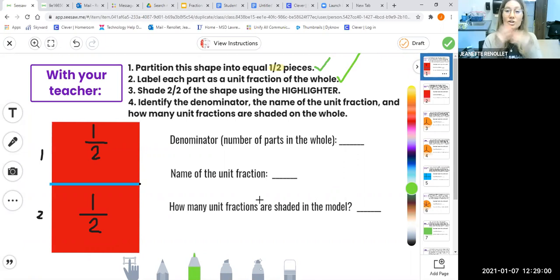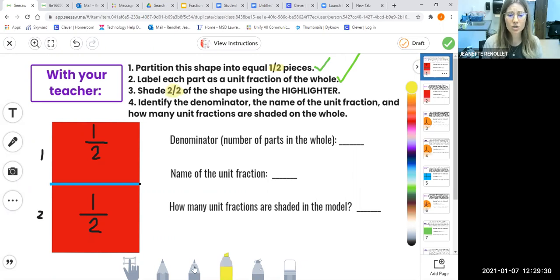Step 3 is the new skill we're going to practice today. We know that when we put our unit fractions together, it makes one whole. Well, today we're going to practice shading these unit fractions by following some directions. Step number 3 asks me to shade 2 halves of the shape.